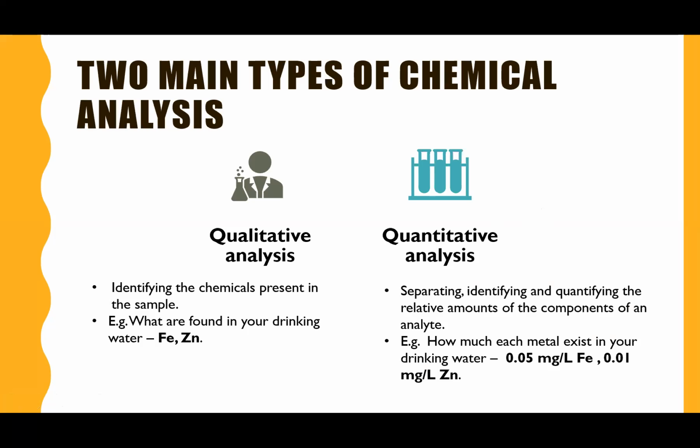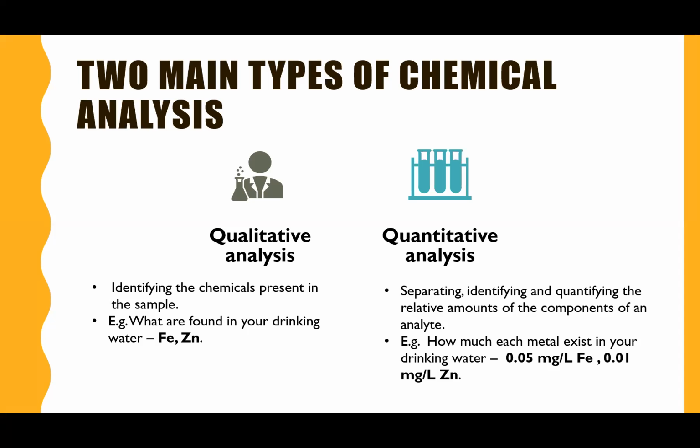There are two main types of chemical analysis. The first one is qualitative analysis and the second one is quantitative analysis. Qualitative analysis is a process to identify the chemicals present in the sample. In this case, we want to know what is present in our sample. Okay, for example, what are found in your drinking water? Let's say you find iron and you find zinc in your drinking water. That's called qualitative analysis.